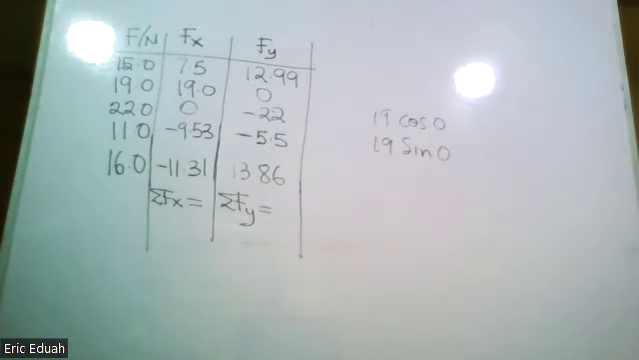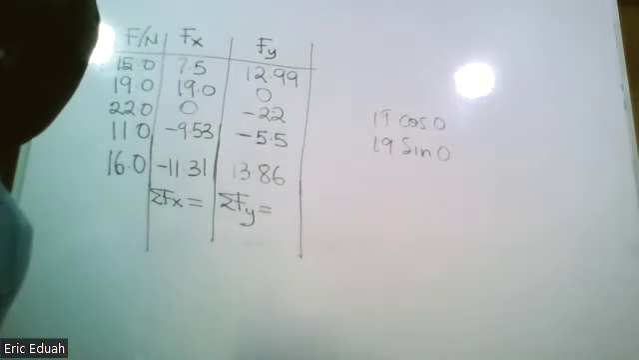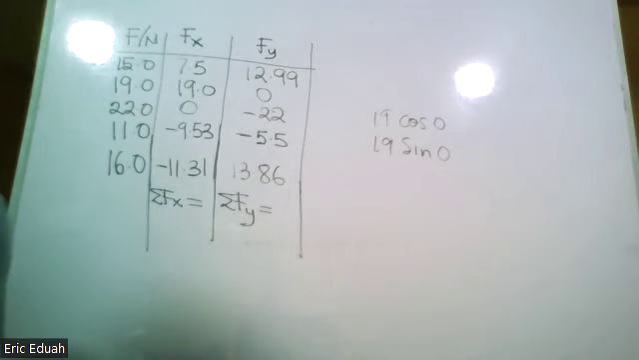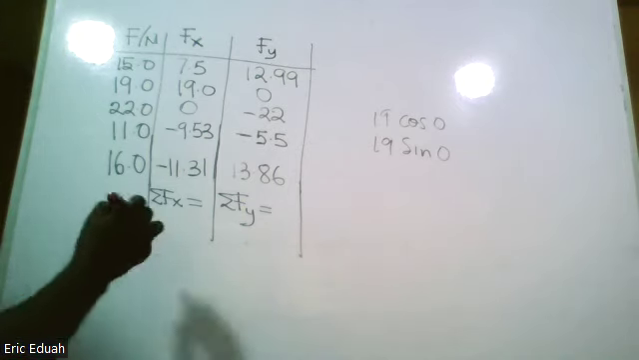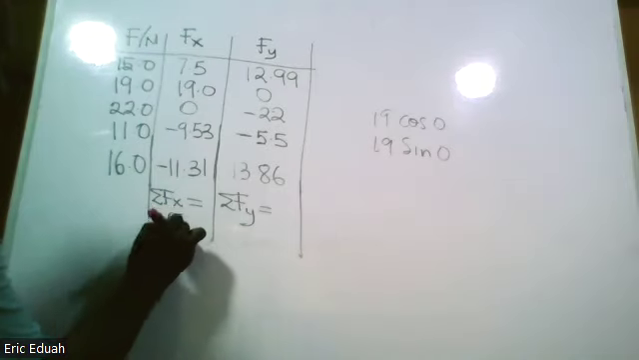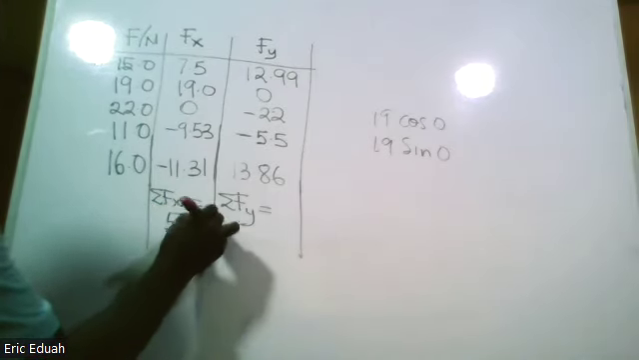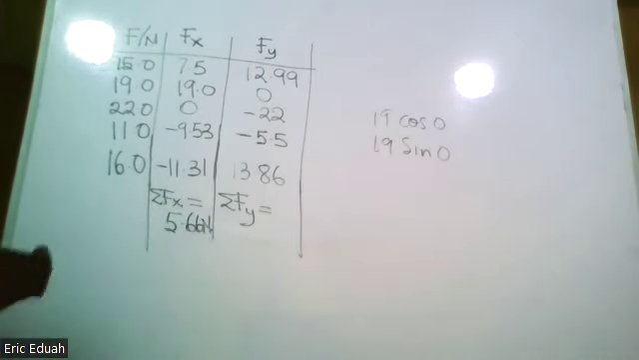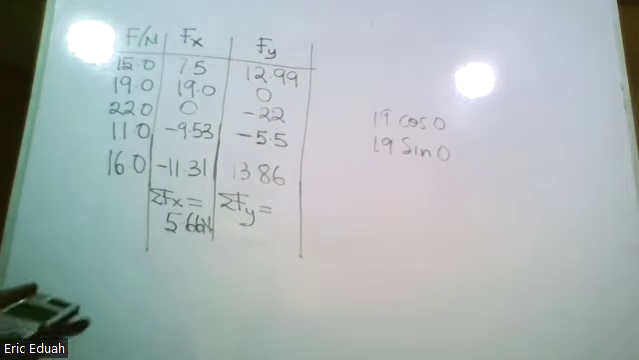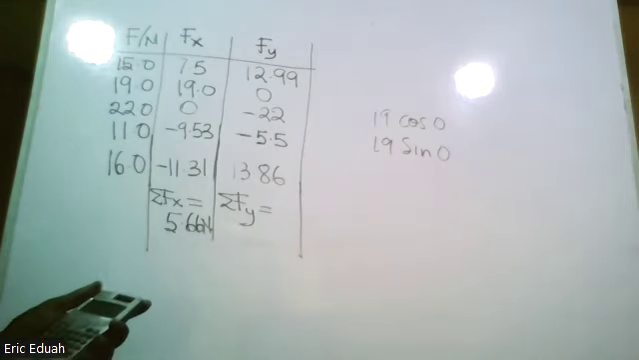Yes, what did we get for summation of all the x's? 5.66. Okay, so we have 5.66 Newton. Then let's look at summation of all the y's.